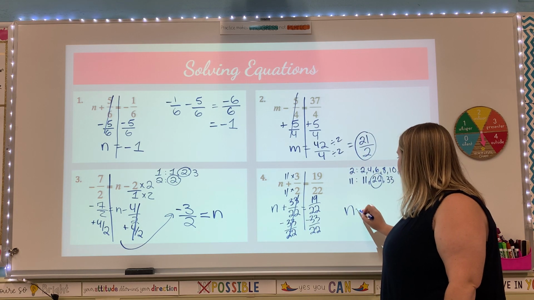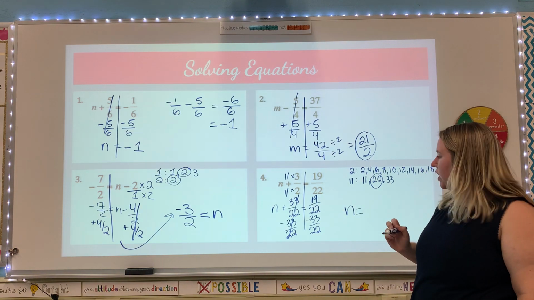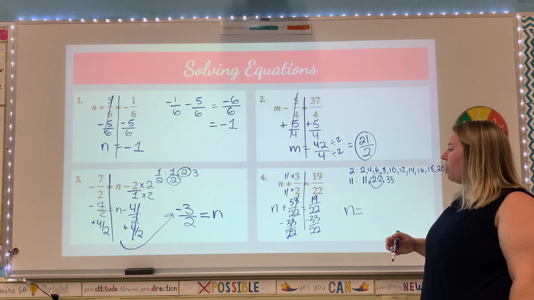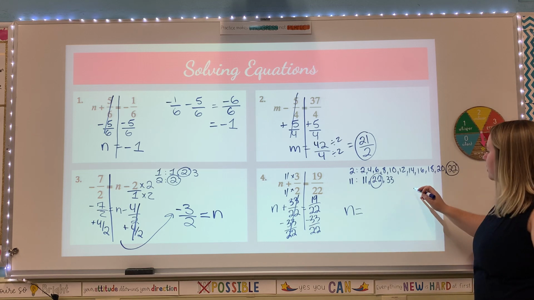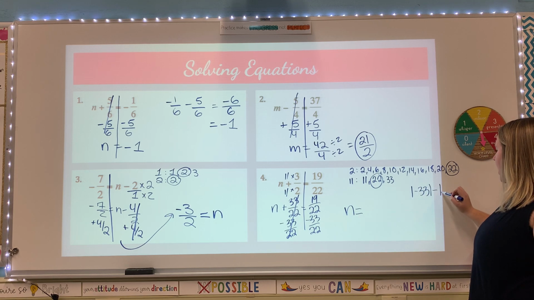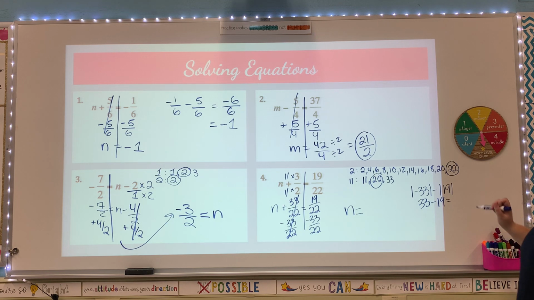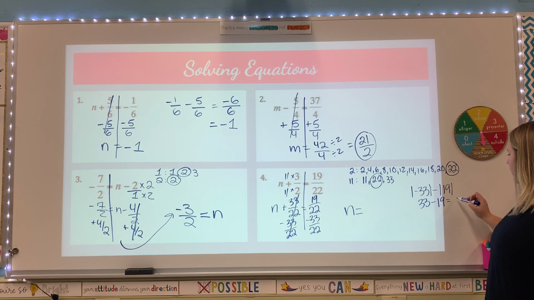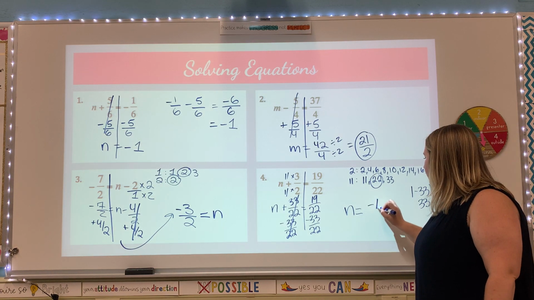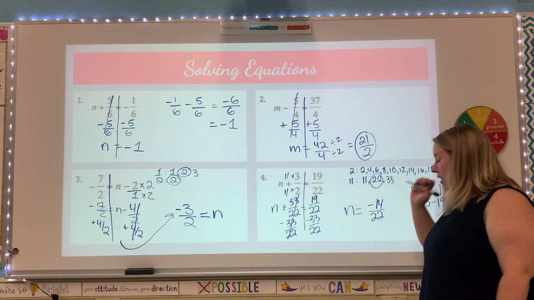We're going to be left with n is equal to, now 19 minus 33. The 33 is negative, the 19 is positive. So what we can do is take the absolute values if we're stuck. I'm going to take the absolute value of negative 33 and subtract from it the absolute value of 19. So we get 33 minus 19, which gives us, let me see, I believe it is 14. Because our bigger number is negative, our final answer here is going to be negative 14, and then we keep the denominator, which is 22.